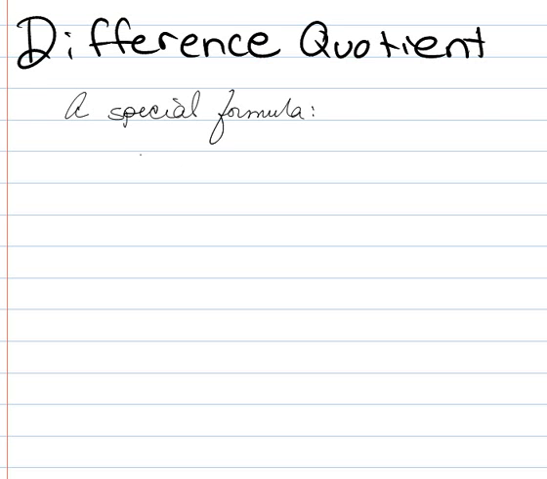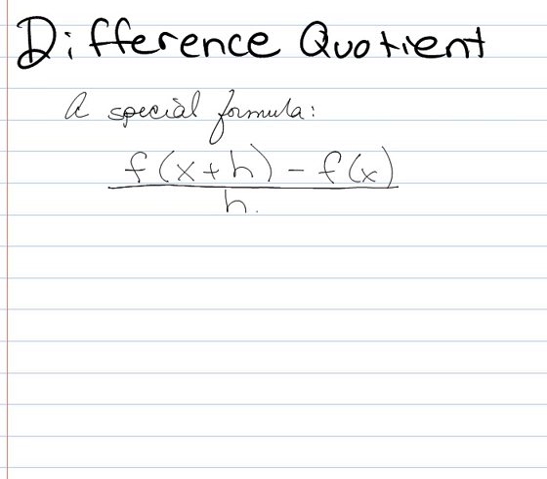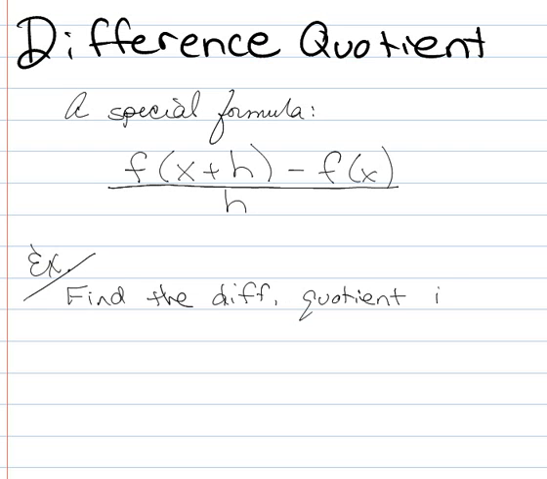All right. So what we're looking at here is a special formula that you can work on for tests or whatever. You can memorize it. You're going to need to know it. I'd probably just put it on my note card and go to town. So basically, you're going to have a special formula like this, and you'll have a problem that says, find the difference quotient if f of x is equal to 2x squared minus x plus 3.